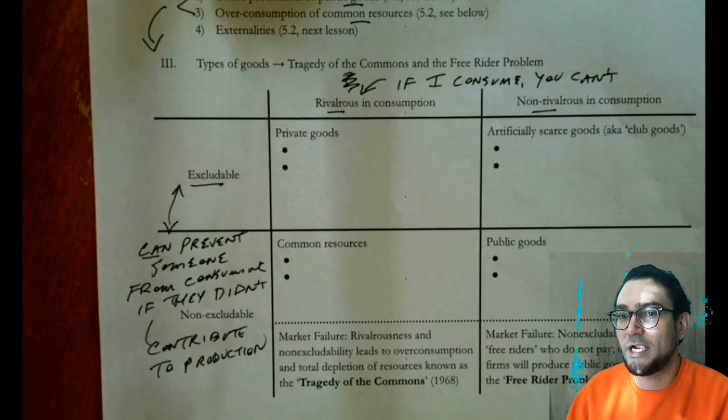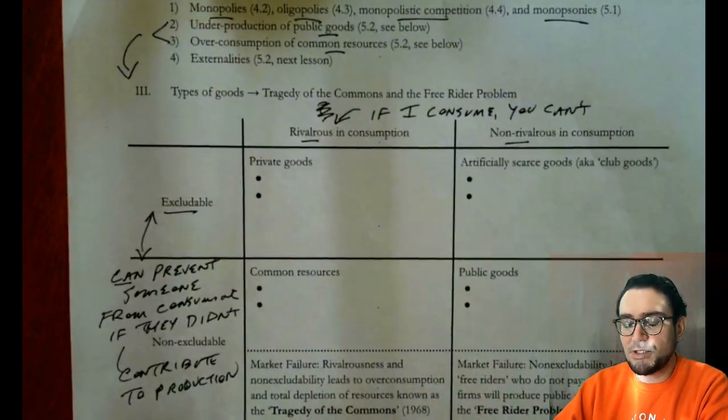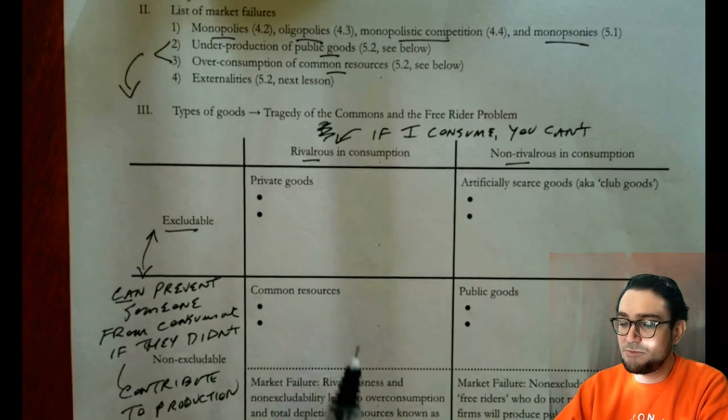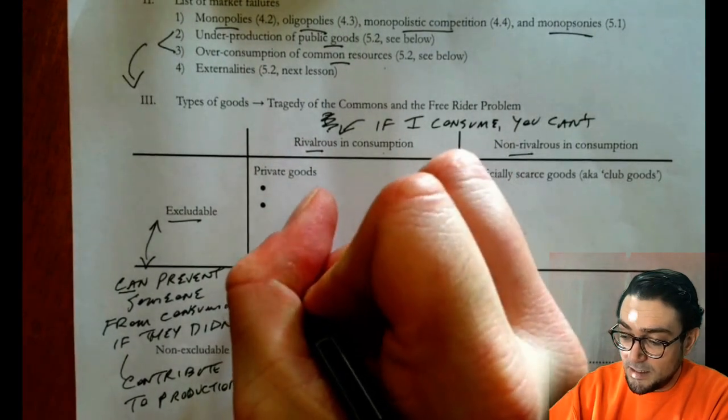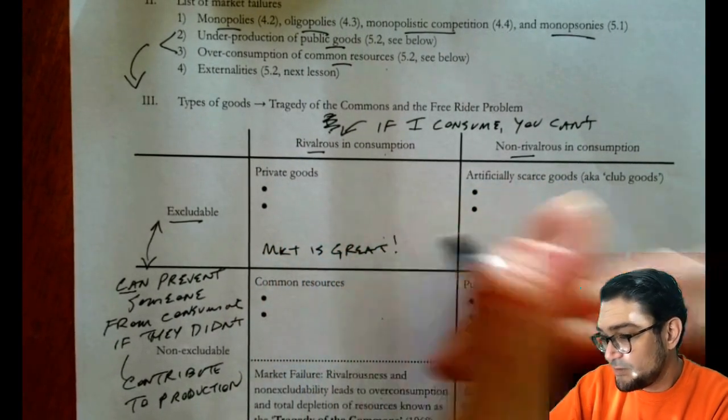That's the central issue actually with excludability. And that's why these two actually kind of matter, especially public goods. So let's sort some good examples of what goods are. Private goods. Private goods the market is really good at. Market is great at doing these for the most part.